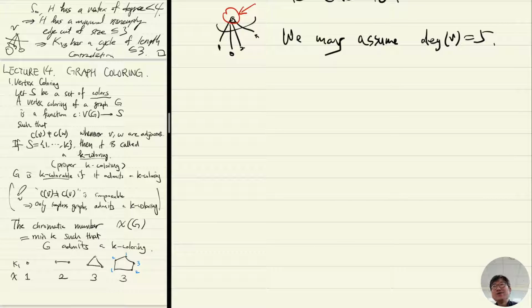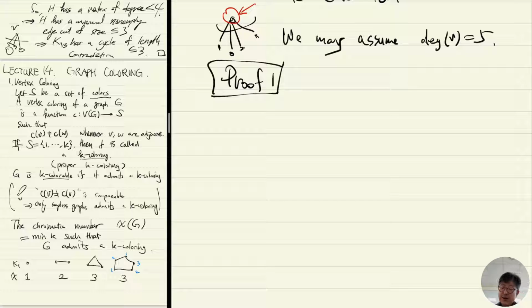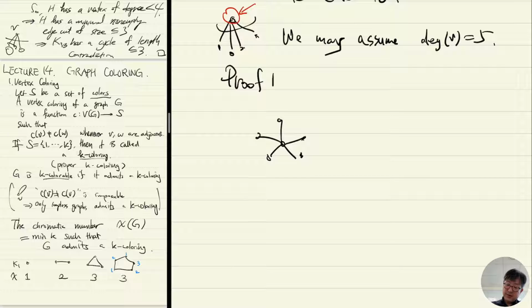Now I will show you 2 proofs. So proof 1 is the one that Kempe made, and he discovered that it works only for 5-coloring, not for 4-coloring. So now I can assume that all 5 neighbors have distinct colors, right?